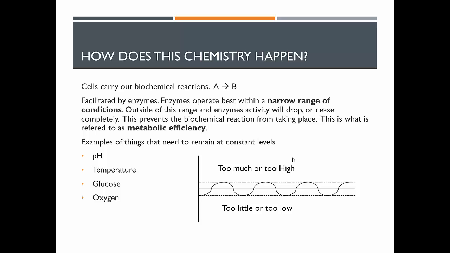So a couple of things that need to be staying at a constant level. We've got pH, we've got temperature, we've got glucose levels, we have oxygen levels. And so you can see here in this graph that if we are in a narrow range, if this is kind of the ideal line, the solid line along here is ideal, we can kind of deviate a little bit from here. But too much or too high and you get into some sort of danger zone, and too little or too low and you get into some sort of danger zone.